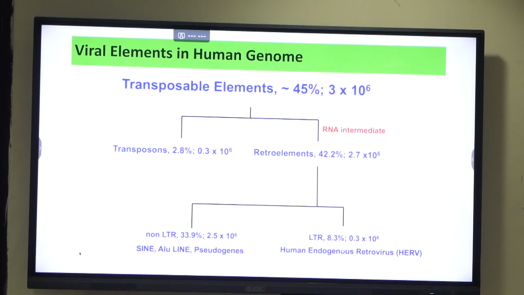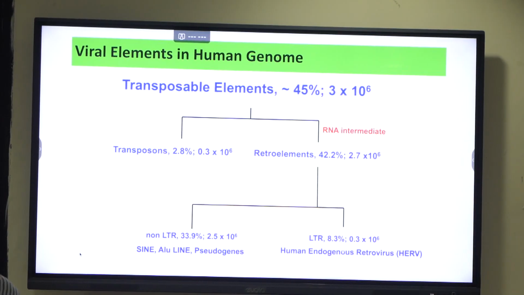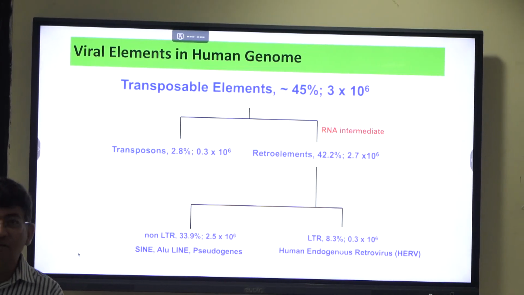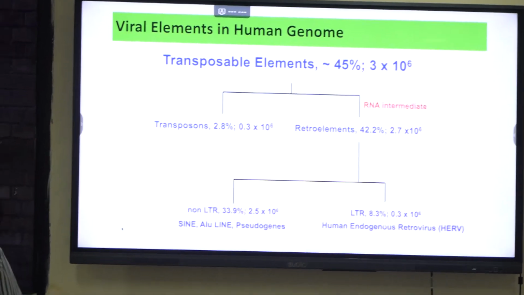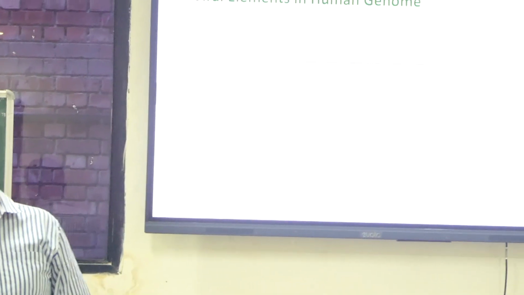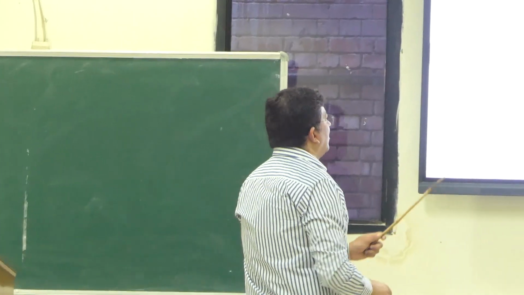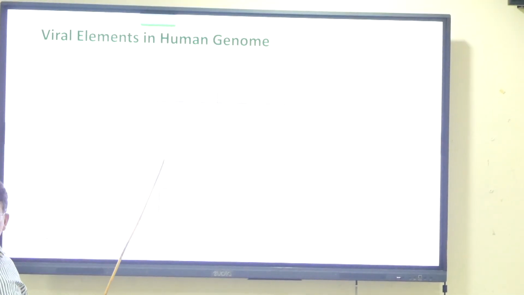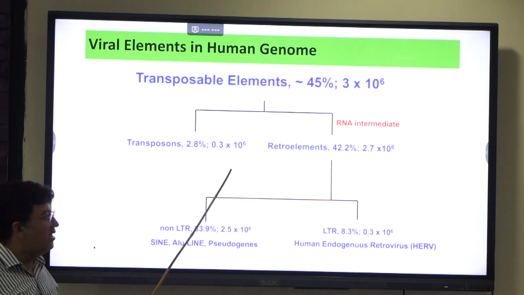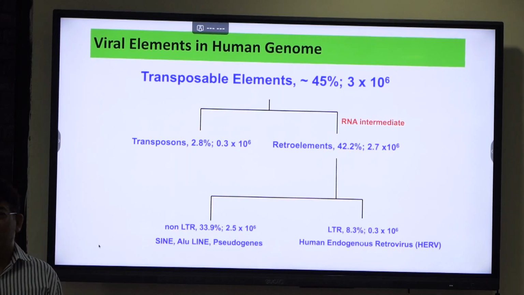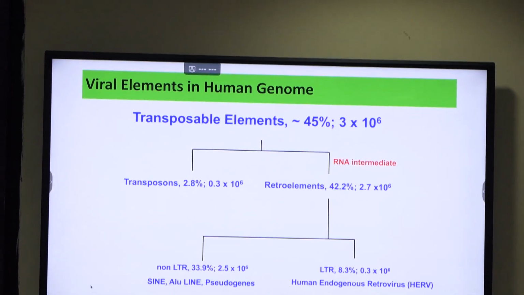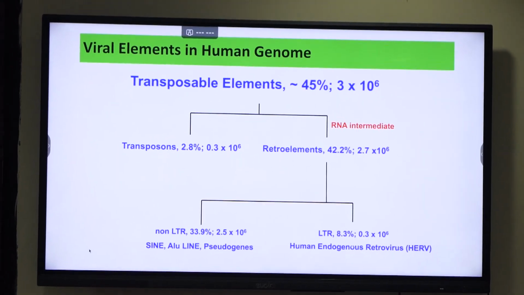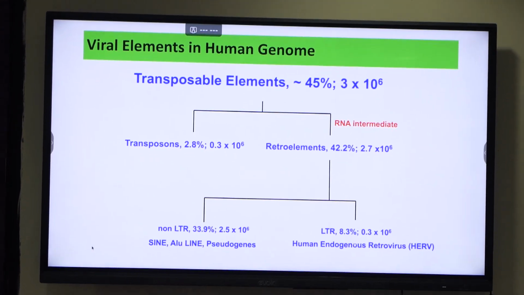So there are two ways. Either they transpose through the DNA itself, where DNA doesn't get converted into RNA, or they get converted into RNA and just get inserted in some other location. If they are transposing as DNA itself as an intermediate, they are called transposons. That's what Barbara McClintock's jumping gene concept was about, right?